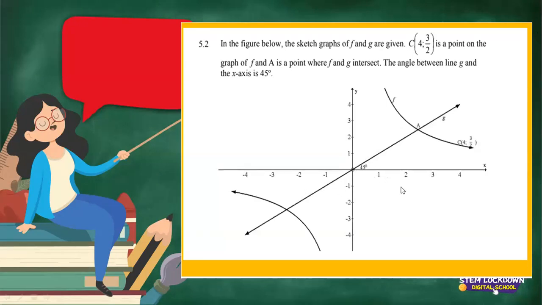m equals tan theta. The formula is gradient m equals tan theta. So the gradient of G is what? Tan of 45, and tan of 45 is 1. That means the gradient of L is 1, because tan 45 is 1.